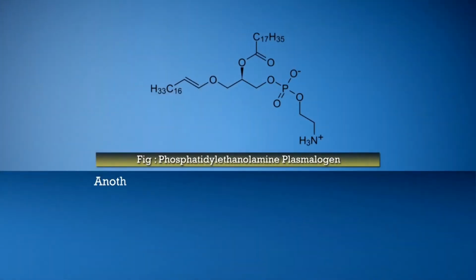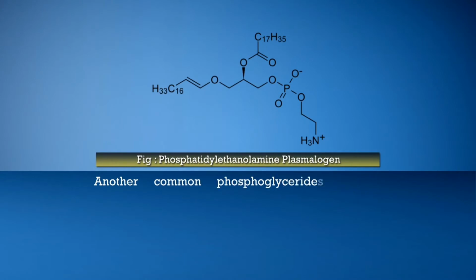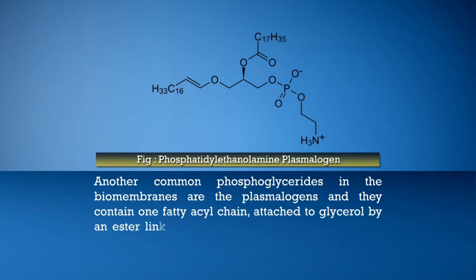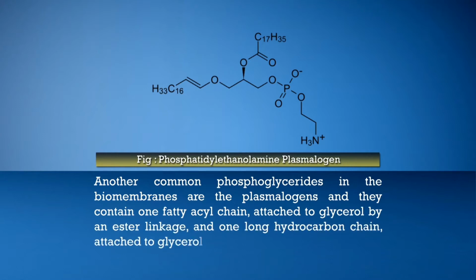This negatively charged phosphate group and the positively charged head groups or the hydroxyl groups on the head group interact strongly with water. Another common phosphoglyceride in the biomembranes are the plasmalogens, and they contain one fatty acyl chain attached to glycerol by an ester linkage and one long hydrocarbon chain attached to glycerol by an ether linkage.